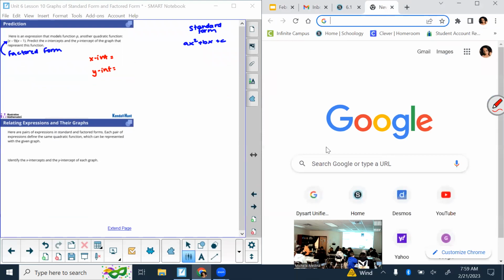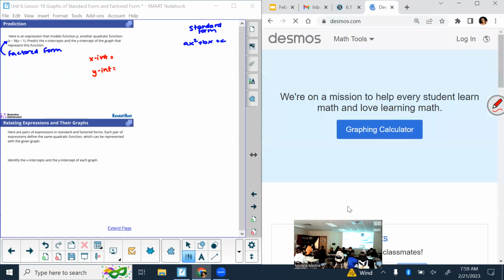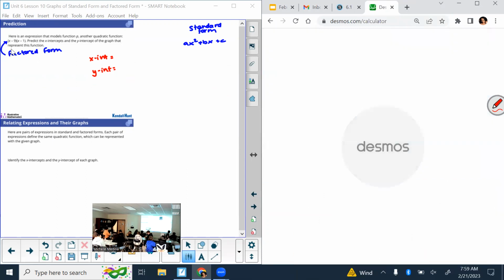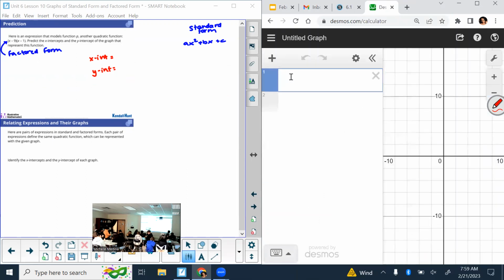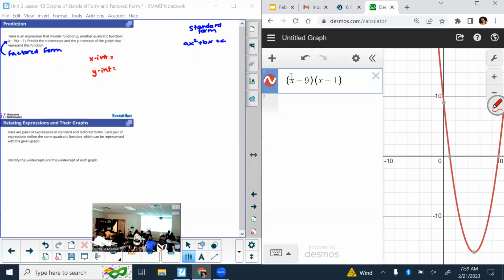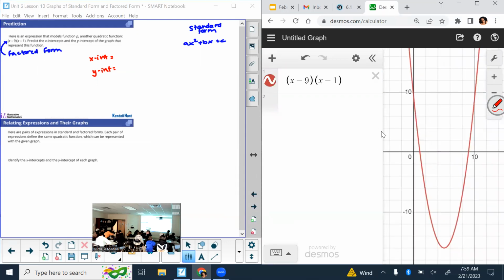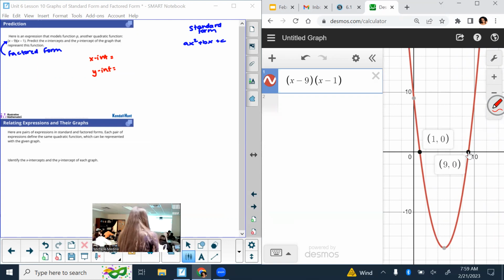I know it because I've taught this several years, but I haven't taught you the stuff to get to that point. But maybe you'll see it once we graph it. So x minus 9 in parentheses times x minus 1. That could be one way you figured it out. X-intercepts is where it crosses what axes? Okay, good. So you can hover over it. My x-intercepts are 1 and 9, and I'll write it in coordinate form over here.